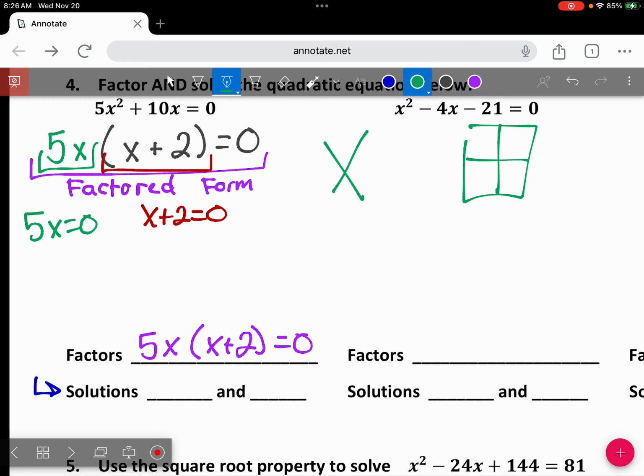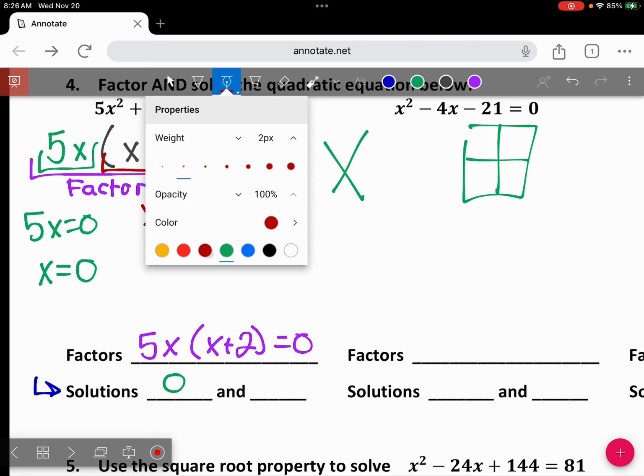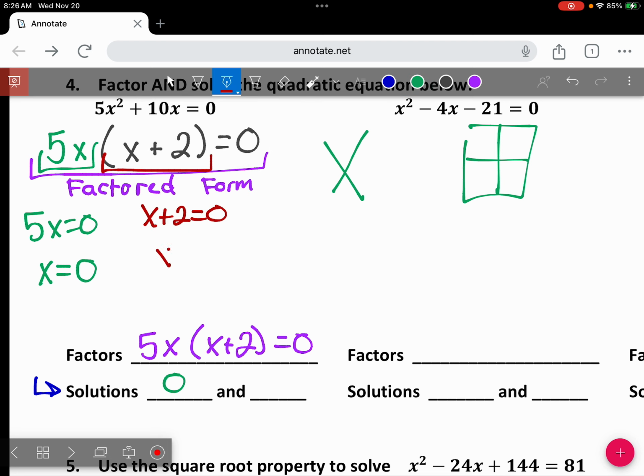What are our solutions going to be? What's our x on this one? 0 and negative 2. So we subtract 2 from both sides. X equals minus 2. That's where we get those two solutions from. So on this first one, it's just finding a GCF. The other two, you're going to want to do the full x in the box factoring. That gives you your factors. We set our factors equal to 0 to get our solutions.